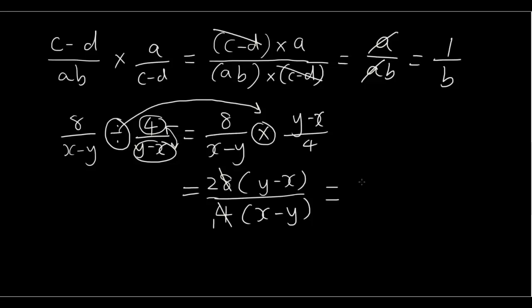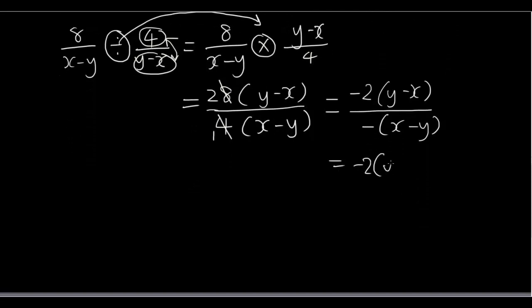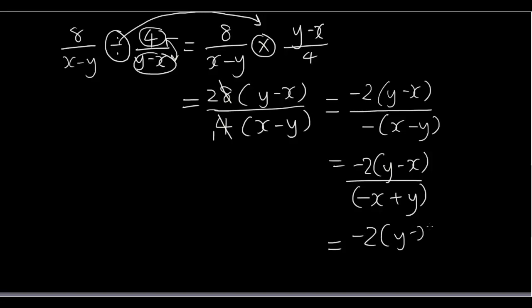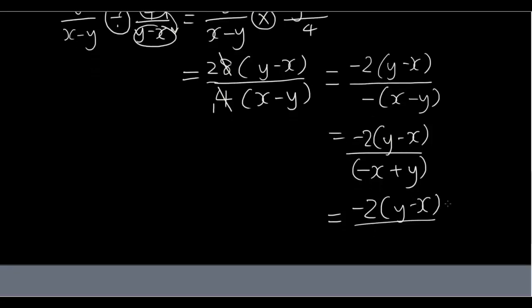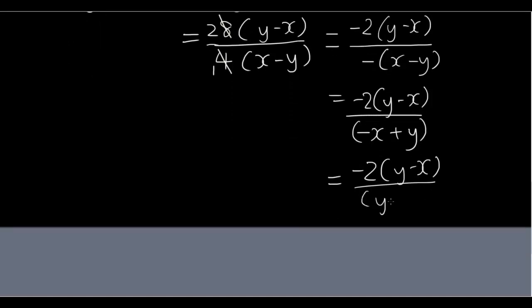If we times both the top and the bottom by negative 2, we get (y − x) over −(x − y). Negative (x − y) becomes −x + y. Now these two have just become the same thing, because −x + y is actually the same as y − x. So now we can cross these two out and we're left with just −2.